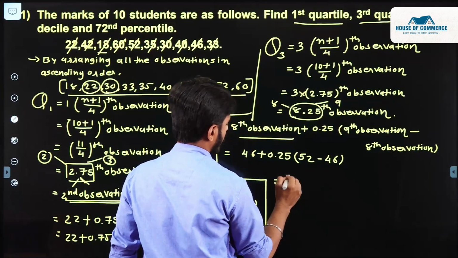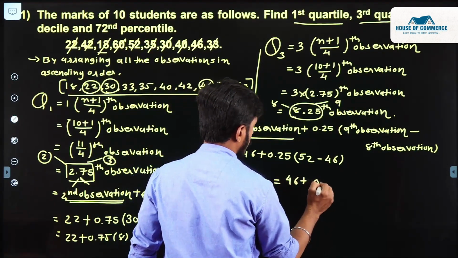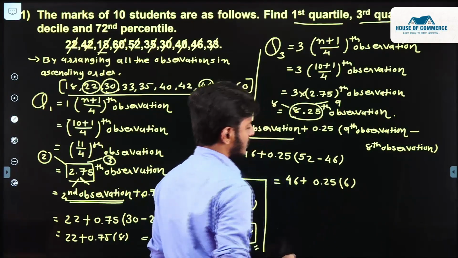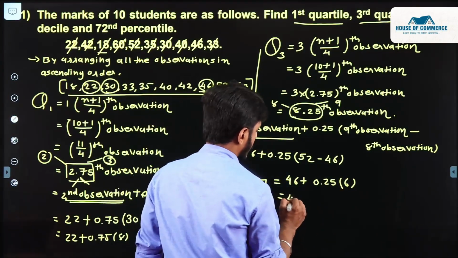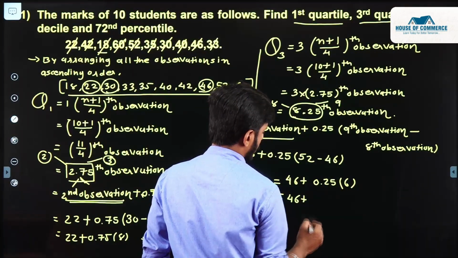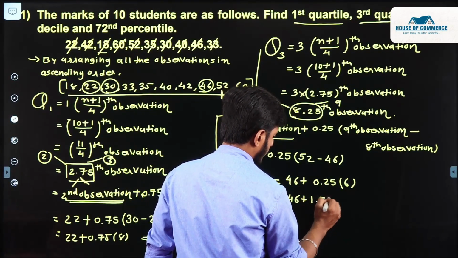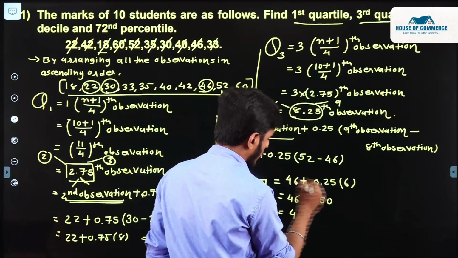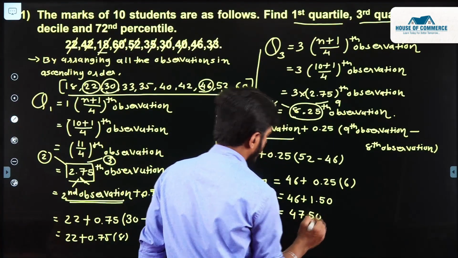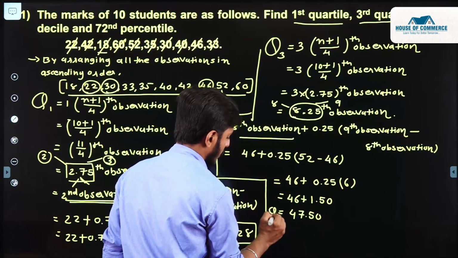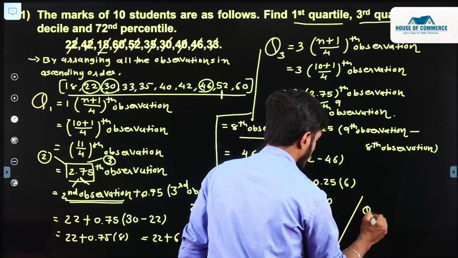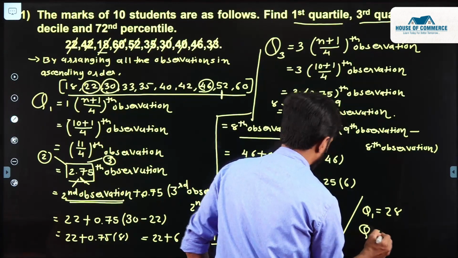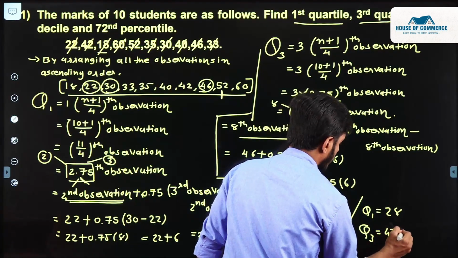And if I simplify all the calculations, 52 minus 46 is 6. If I multiply that 6 with the 0.25, then I get the answer: 25 times 6 is 150, so it is 1.50, right? And what is the sum of 46 plus 1.50? It is 47.50, and that will be my value of Q3, right? So Q1 is equal to 28 and Q3 is equal to 47.50.